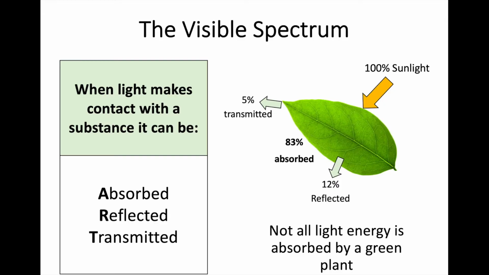But there's also two other things that can happen. So it can be absorbed, but the light can also be reflected, so bouncing off it, or it can be transmitted, which is where the light goes through the leaf. Now, as you can see in the diagram, 12% of it is reflected, 5% is transmitted, but you need to know what can happen to light that hits a leaf. It's either absorbed, reflected, or transmitted. And the easy way to remember this is ART.